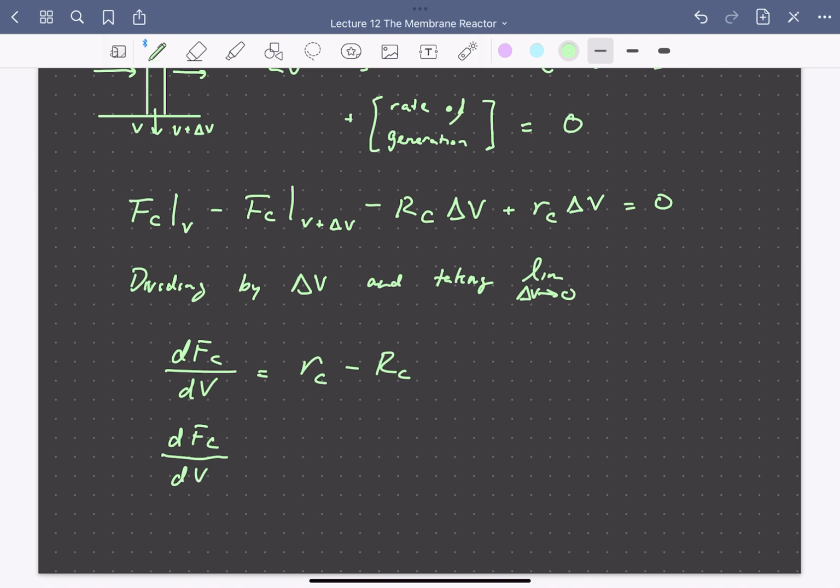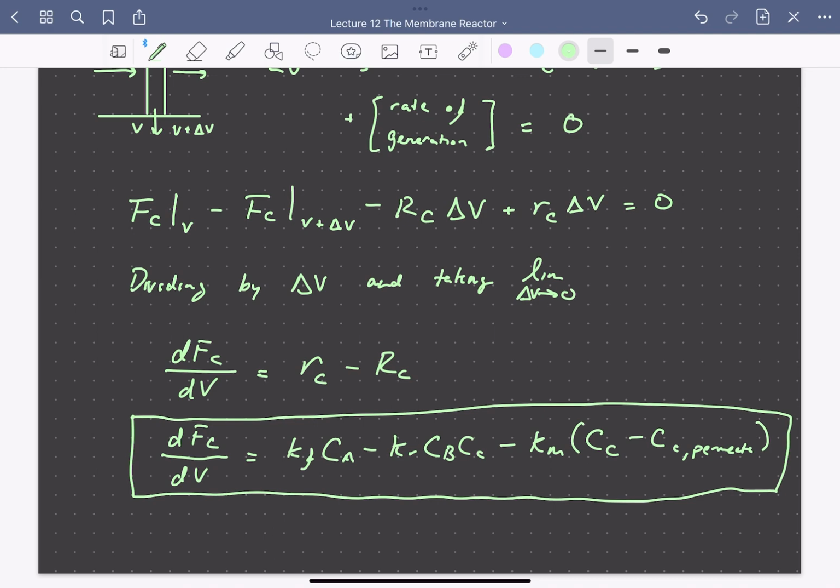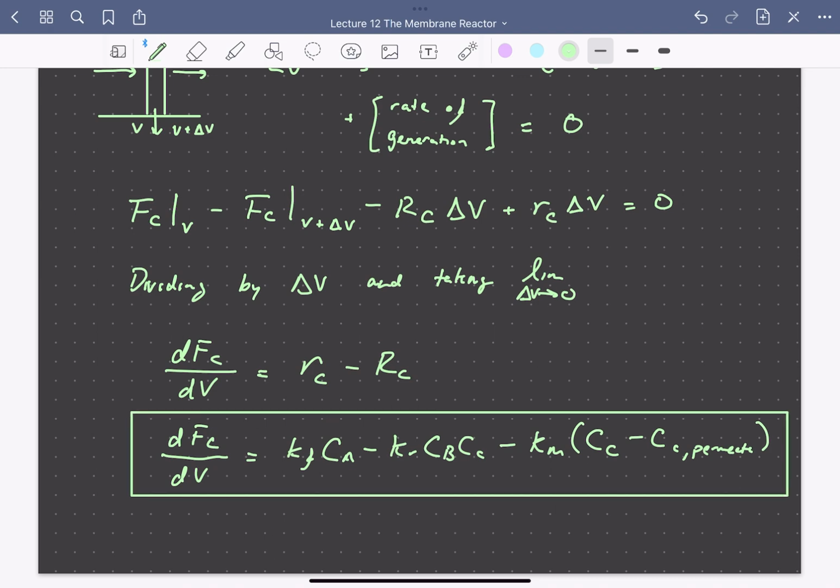So we can write that the change in molar flow rate with respect to volume of hydrogen is equal to some forward rate constant times the concentration of propane minus a reverse rate constant times the concentration of propene times the concentration of hydrogen. And then we can express this diffusion again as a mass transport coefficient times the concentration of hydrogen at any point in our reactor minus the concentration of hydrogen on the permeate side, so on the other side of that permeable membrane. So this would be our differential equation for describing the flow of hydrogen through our reactor at any point.